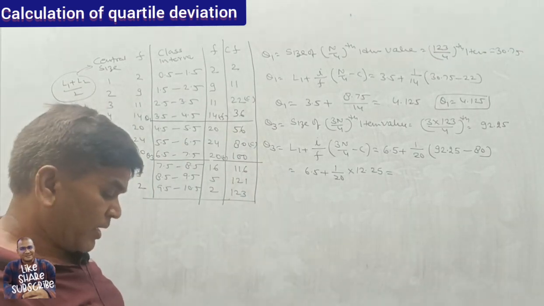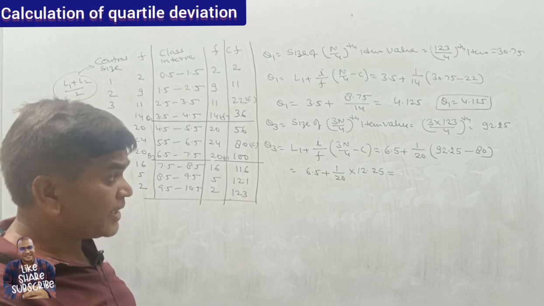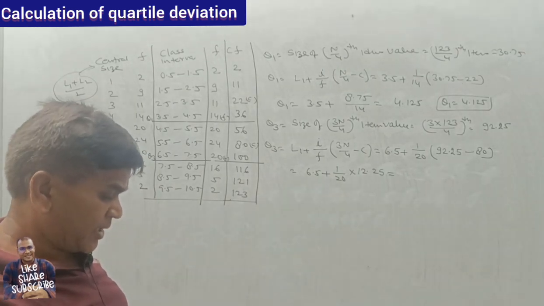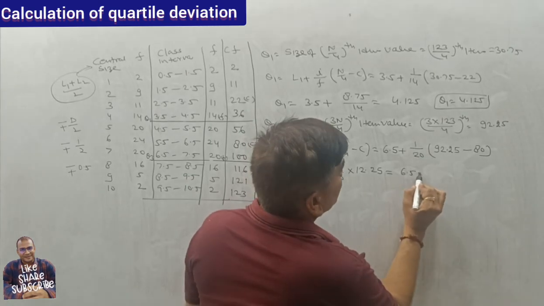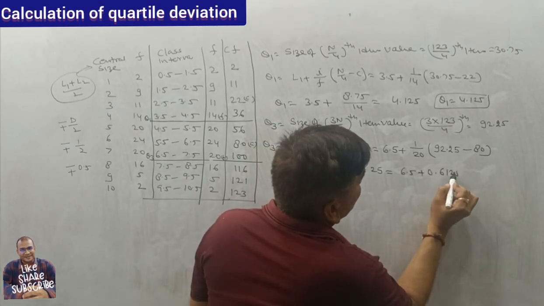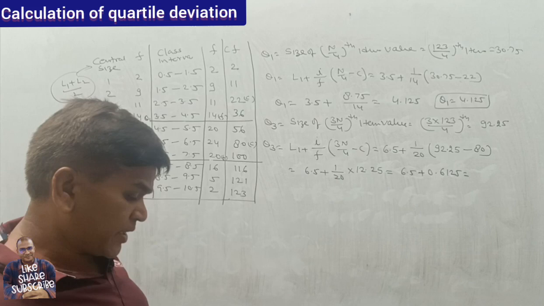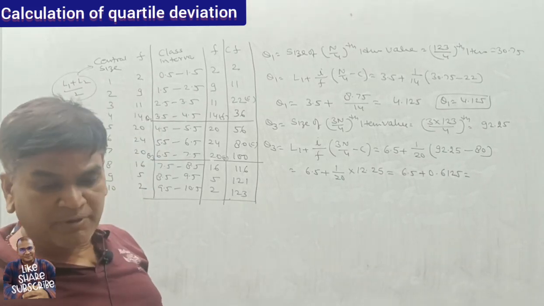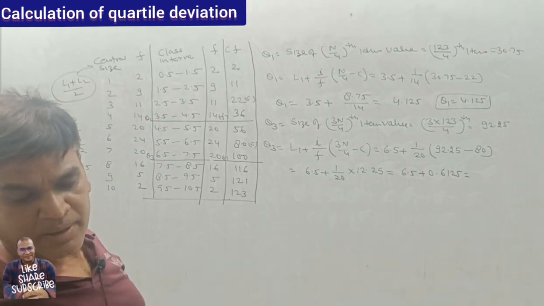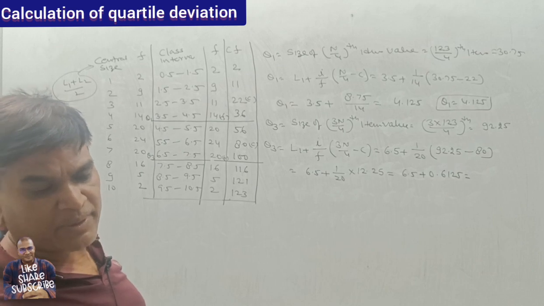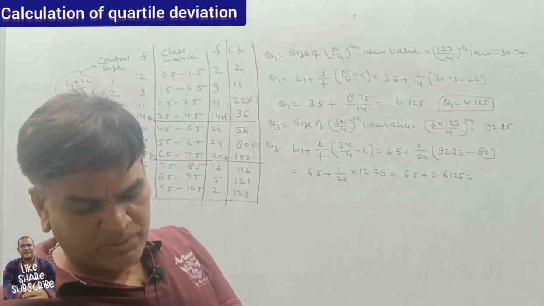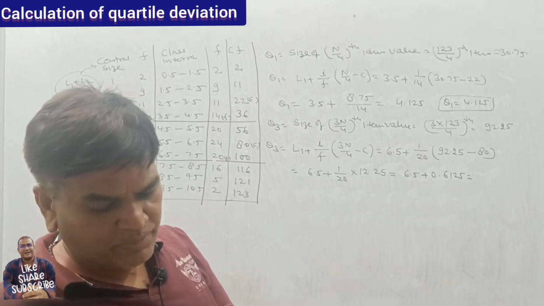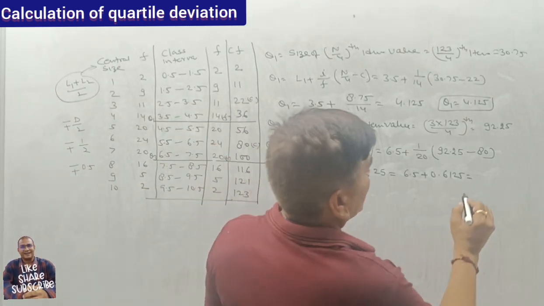So 12.25 divided by 20, that is 0.6125. 6.5 plus 0.6125. So adding 6.5 here, 7.1125. The value of Q3 will be 7.1125.